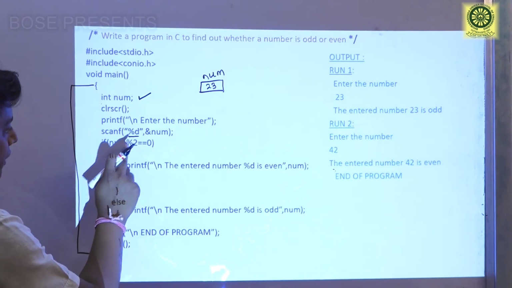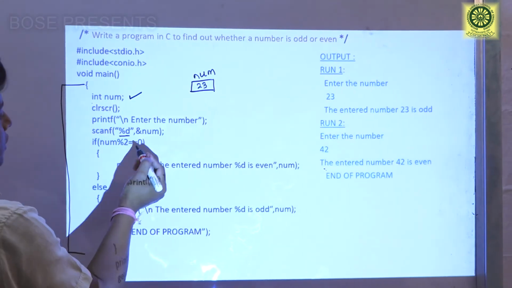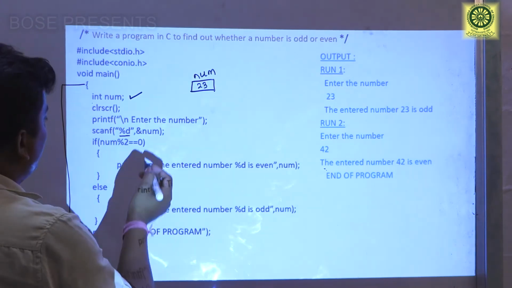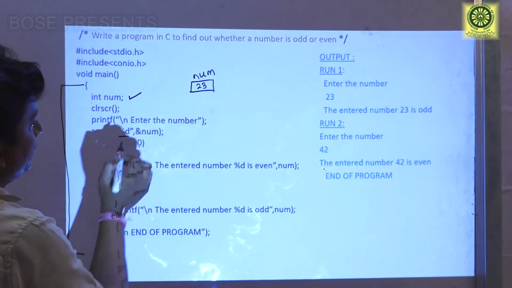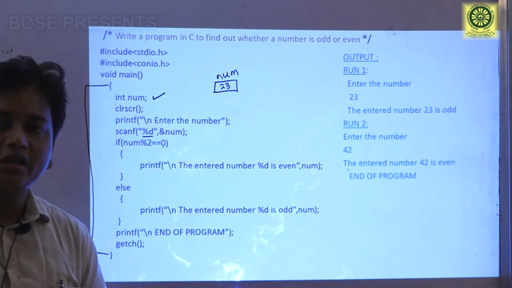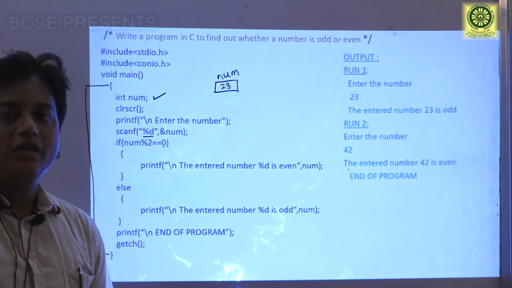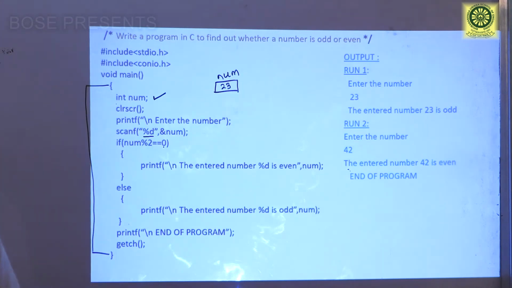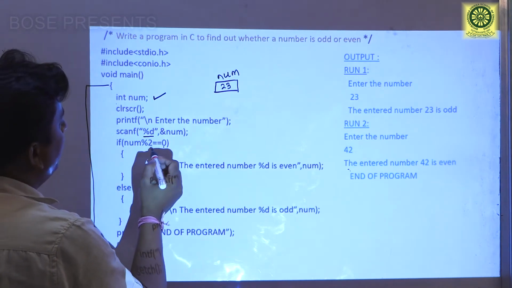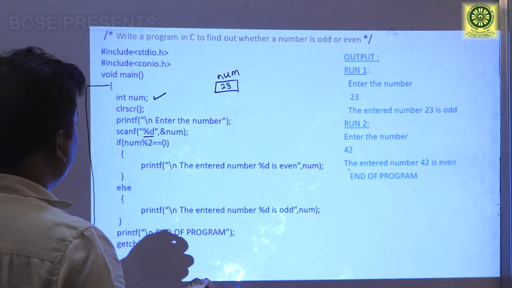That means by this modulus function the remainder value is being drawn. So if the remainder is 0, then the number will be even, or if the remainder is not 0, then that particular number can be considered as an odd number. Let's see. Here I have written if number mod 2 equal to 0.